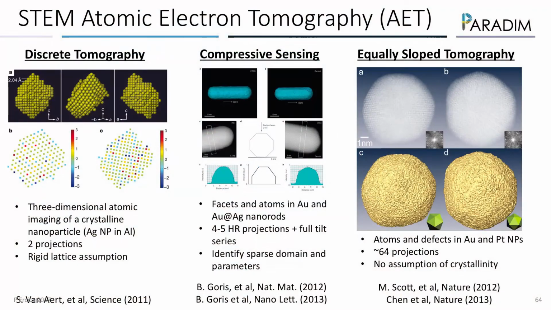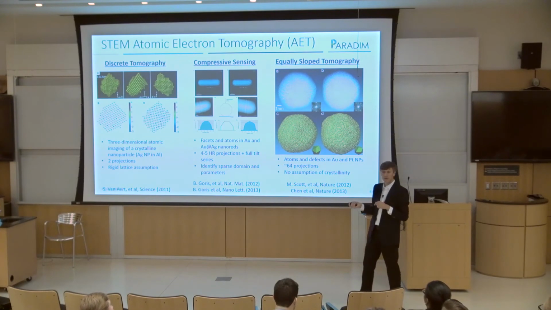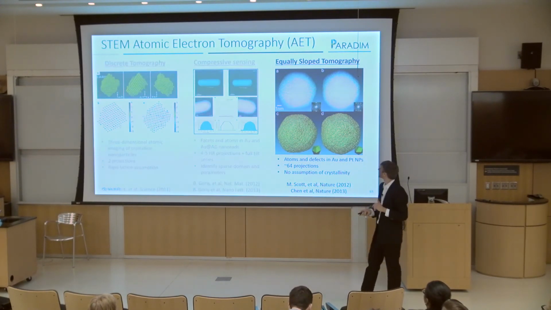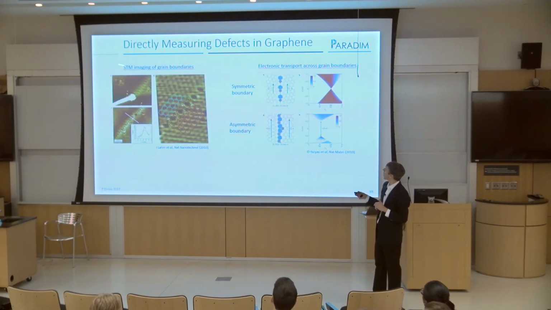OK, so doing STEM electron tomography, there are a bunch of different ways to do it. I talked about discrete tomography. There's kind of compressed sensing and discrete tomography put together. And then we're using this equally sloped tomography to use this iterative algorithm. All right? And so I'm going to talk a little bit about this because that's what I know a little bit more. And why do we want to do this?